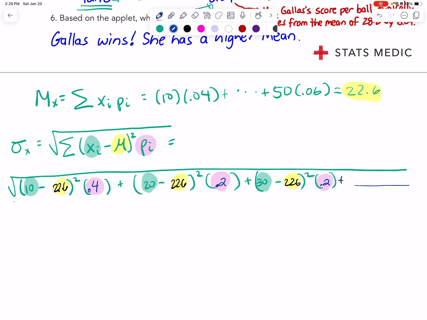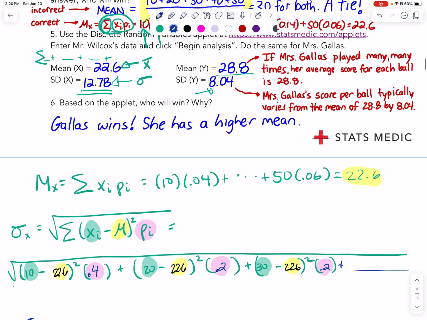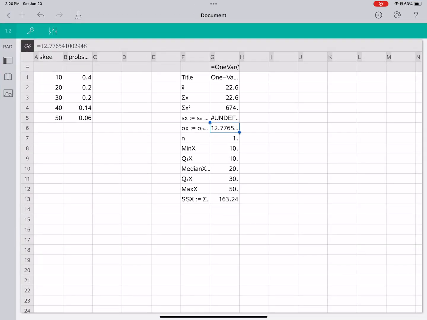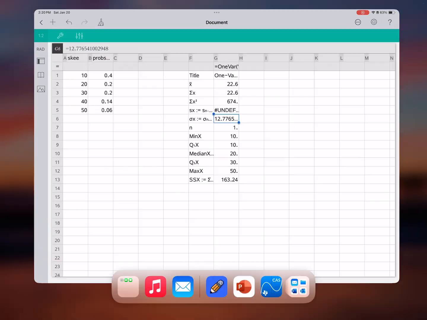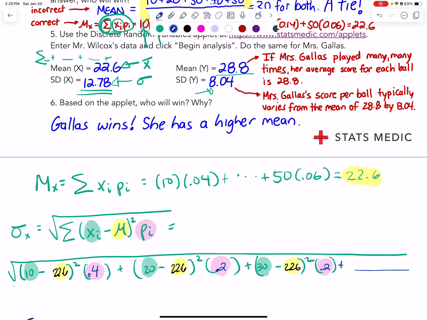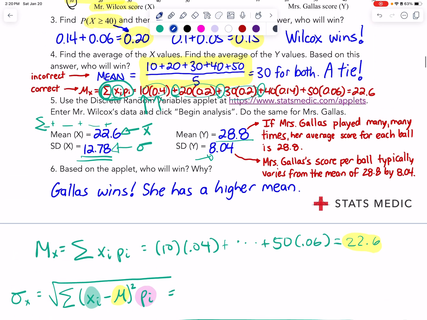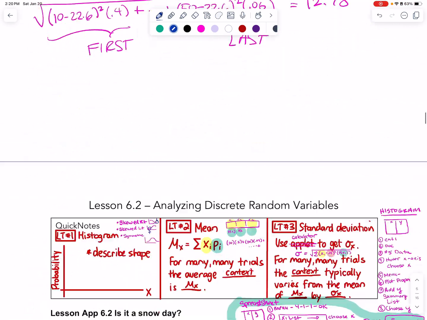But I'm just going to show you that this is here, and then you could throw that in your calculator, or you could just look here and see, oh, it's right there, 12.78. And that's what we got from here. So this is the way you would do it on your calculator. I need to make sure you know how to do that so that you can get this correct on the test. All right, so let's look here at your notes.